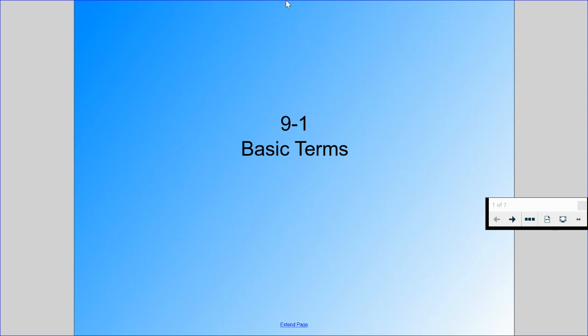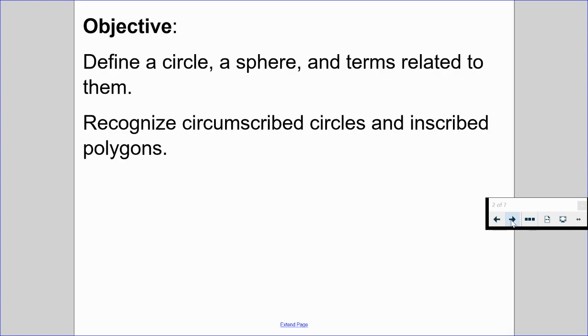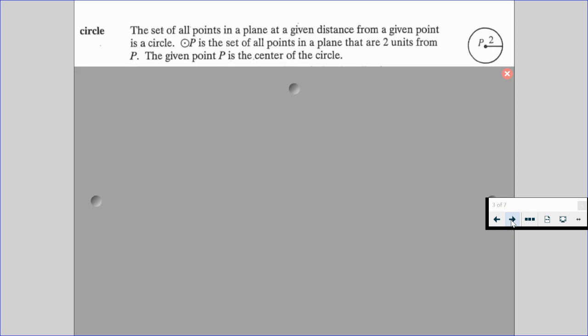Alright, and welcome back. In this video, we are going to be going through Chapter 9, Section 1, titled Basic Terms. By the end of this video, we should be able to define a circle, a sphere, and terms related to a circle and a sphere, as well as recognize circumscribed circles and inscribed polygons. So let's have out our guided notes. Let's begin. So let's start out with some of these basic terms.